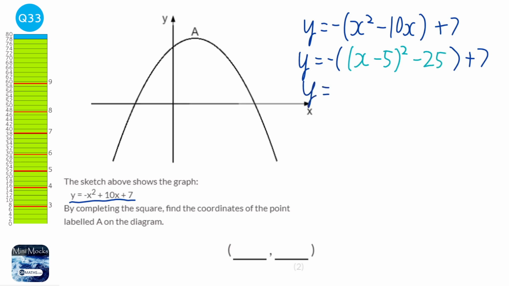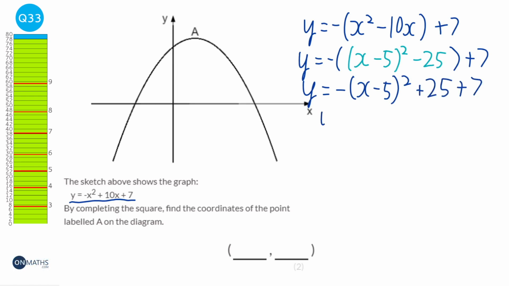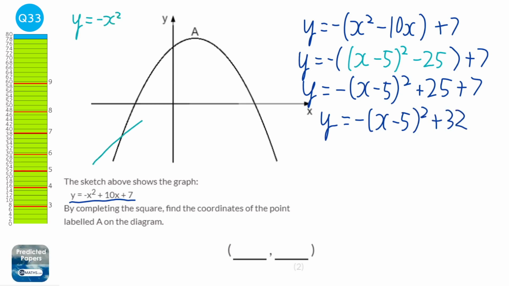And so I'm going to now expand the bracket with the minus on. So we've got minus x minus 5 squared plus 25 plus 7. And then we're just going to add the 25 and the 7, and you should get 32. Now, if I'm to draw the graph of y equals minus x squared, it's just a graph that looks like this. But more importantly, the maximum point on this graph is at 0, 0.